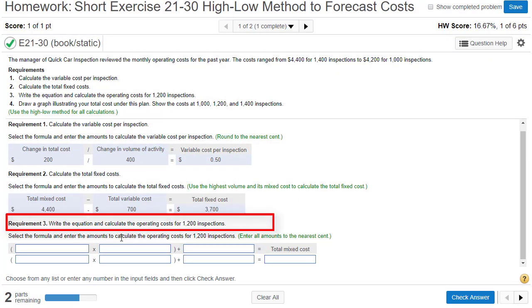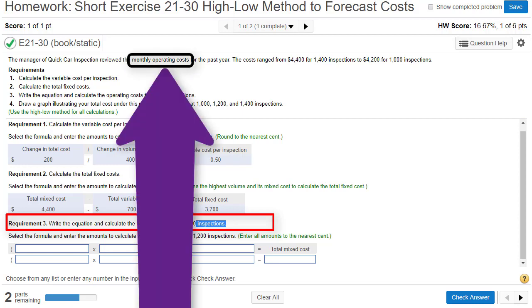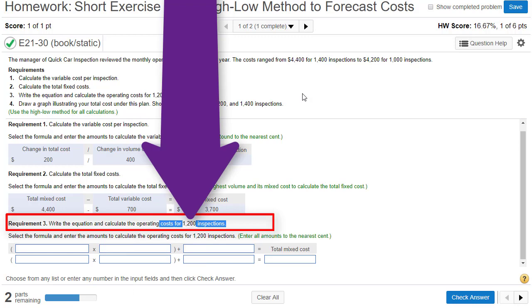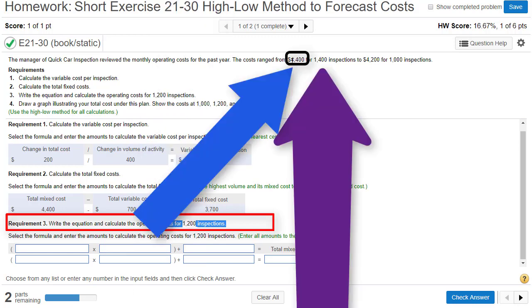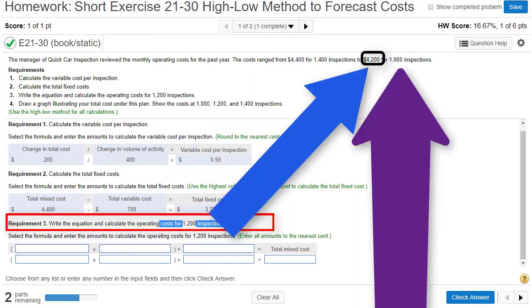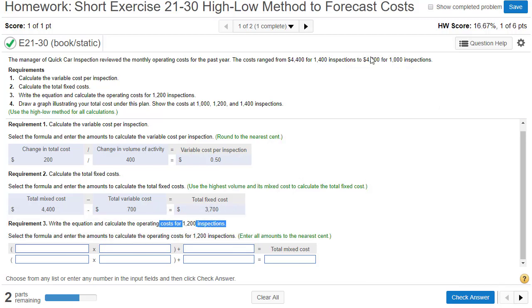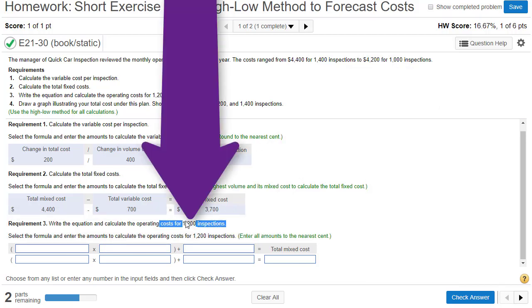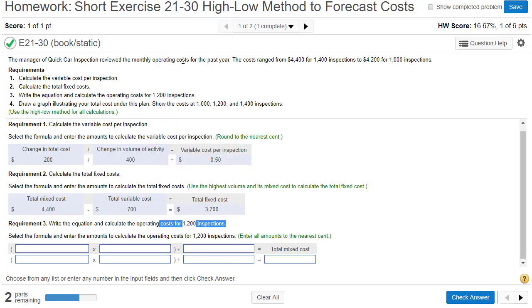And now requirement 3, we're going to write the equation and calculate the operating cost for 1,200 inspections. So the whole purpose of this task is to try to forecast what our total mixed cost, in other words, our total operating cost, is going to be if we had 1,200 inspections. So we know 1,400 inspections cost us this much, 1,000 inspections cost us this much. So this upcoming year, we think we're going to have 1,200 inspections. So what do we think our operating costs are going to be? That's what we're trying to calculate. We're trying to forecast our total mixed cost.